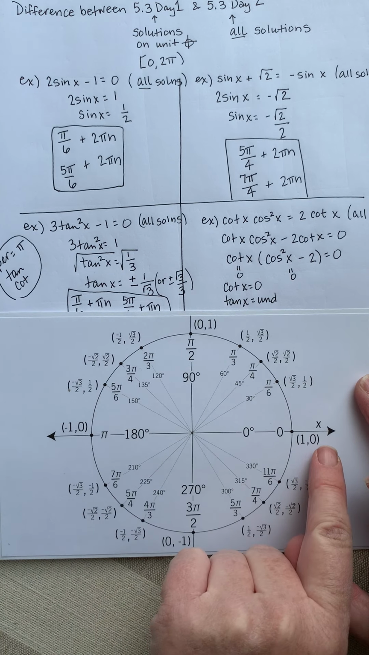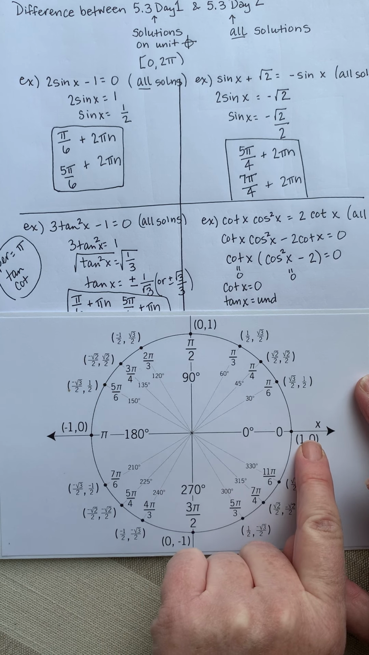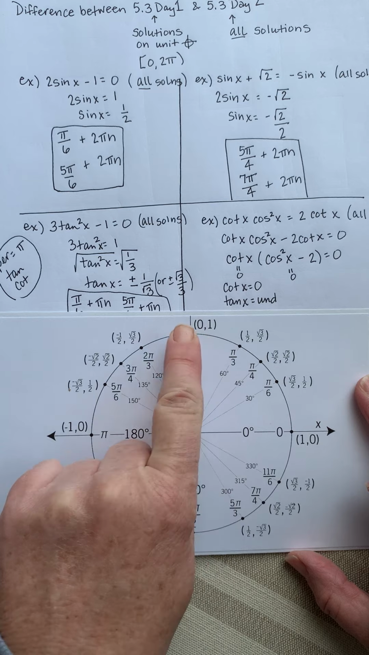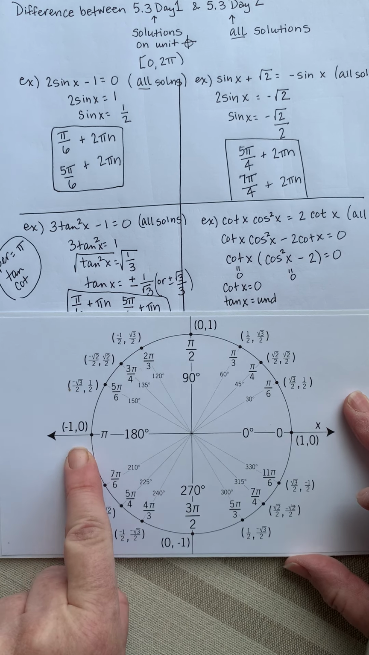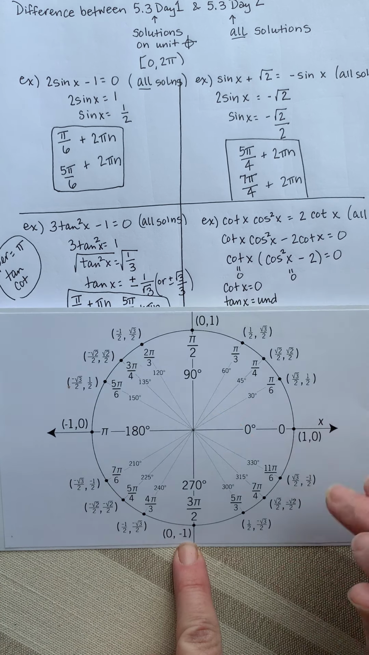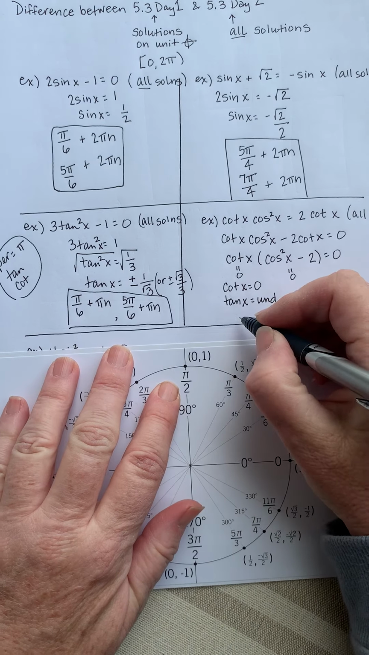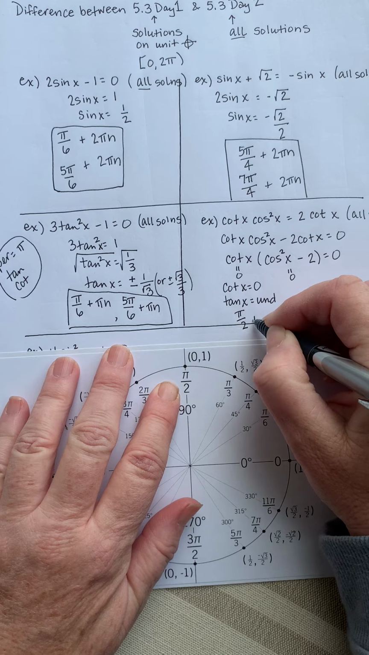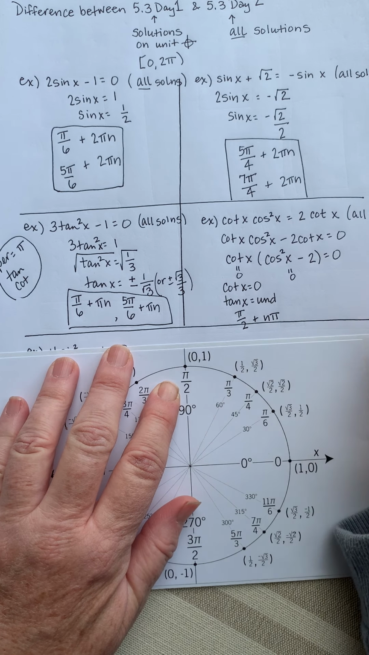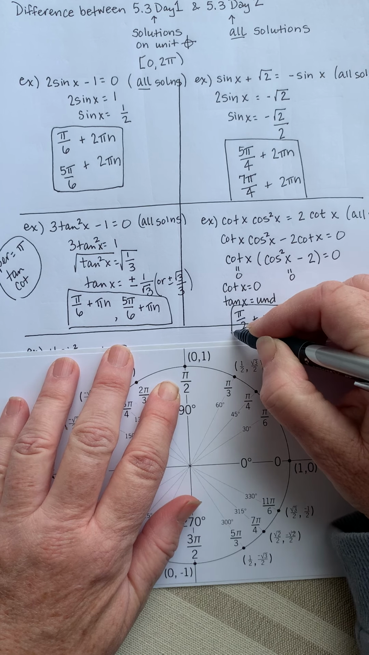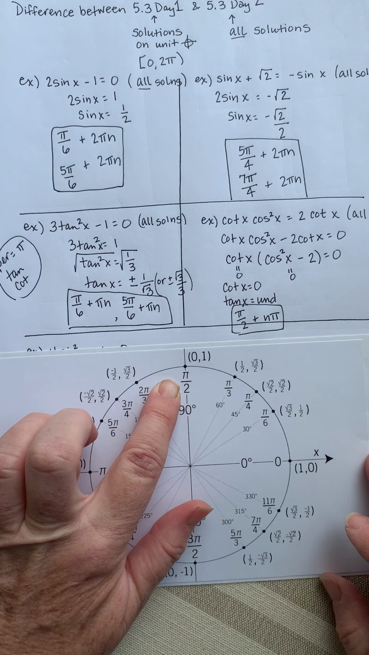Okay, so remember, it's y divided by x, so this would be 0. This would be undefined. This would be 0. This would be undefined. But I don't have to write both of these. I only have to write pi over 2 plus n pi. Okay, and I'm only halfway done. I still have to solve this one, but there's that first half of my answer.